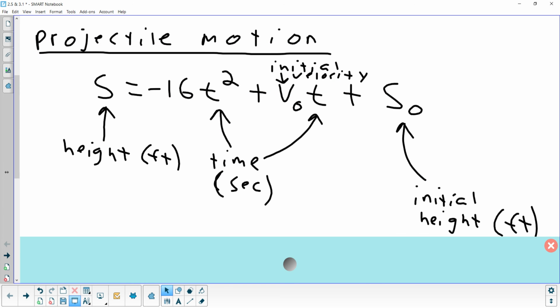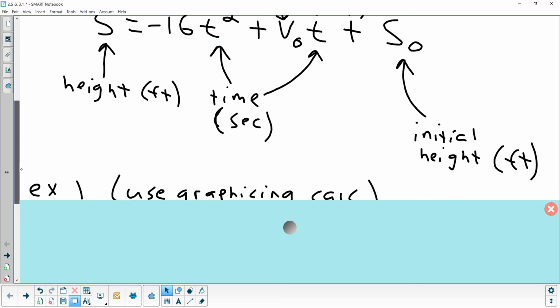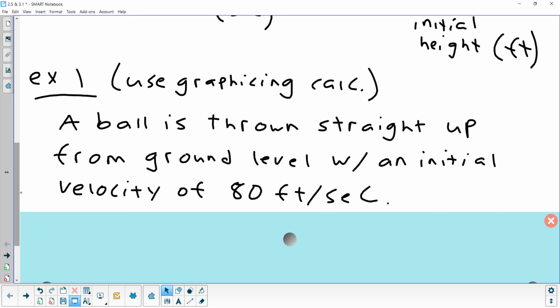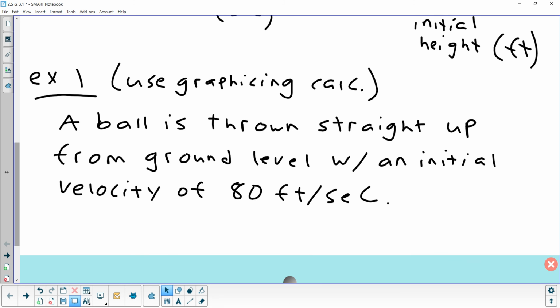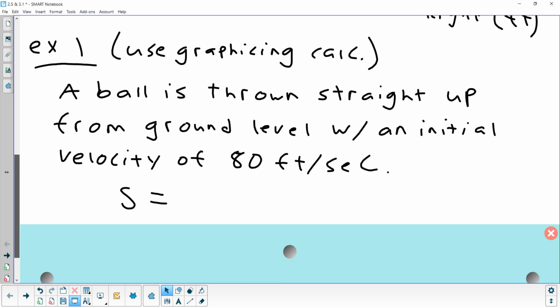All right, so we're going to start out with a problem where we use the graphing calculator to find the answer, and then I'll show you guys a little bit different method to find the answer. Does everybody have the projectile motion formula? This one says that we're going to throw a ball straight up from ground level with an initial velocity of 80 feet per second. So let's fill in our formula first, and then we'll go from there.